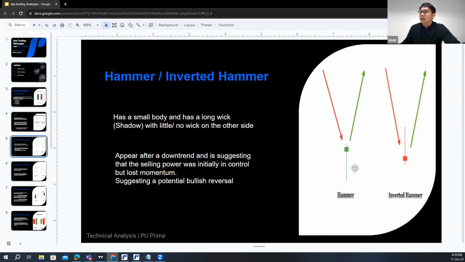Regardless of whether it is a hammer or an inverted hammer, if we see this kind of candlestick pattern at the bottom or at our support level, it tells us this might be a bullish candlestick. It might have a potential bullish reversal.